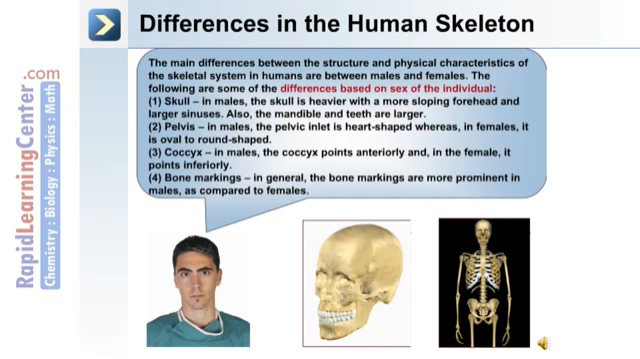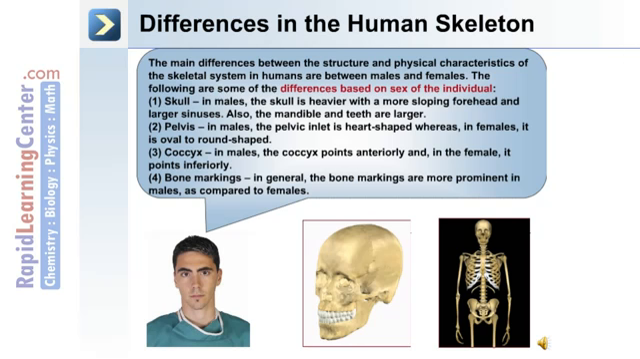There are differences in skeletal structure between humans. The main differences between the structure and physical characteristics of the skeletal system in humans are between males and females. The following are some of the differences based on sex of the individual. The skull. In males, the skull is heavier with a more sloping forehead and larger sinuses. Also, the mandible and teeth are larger.